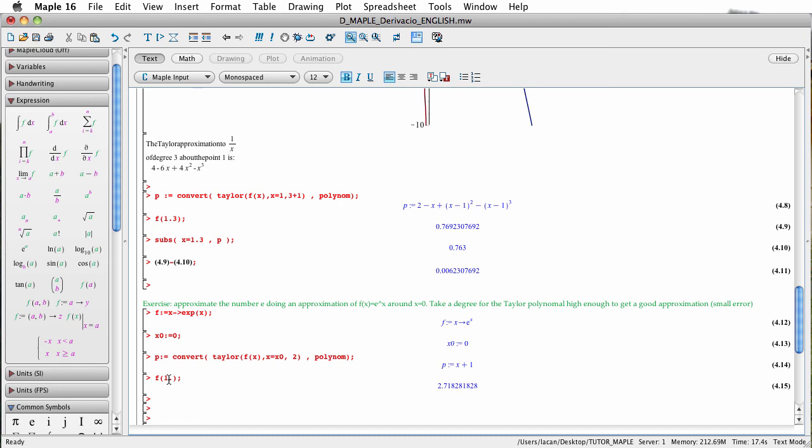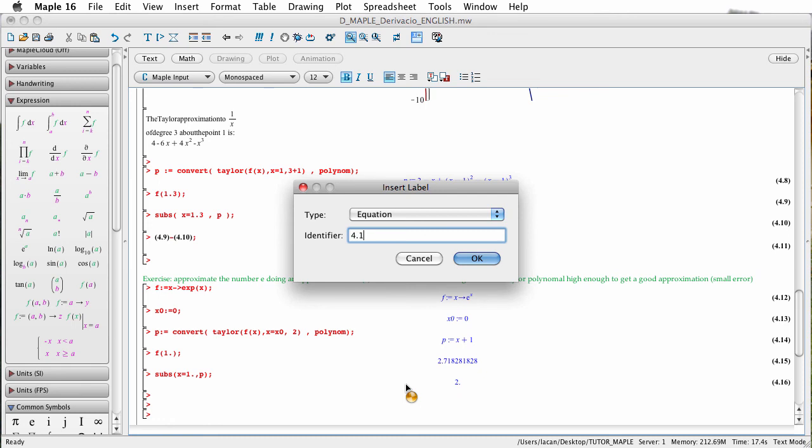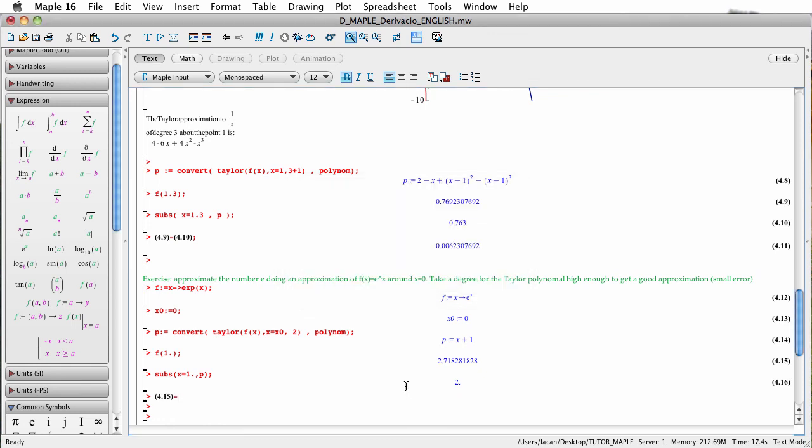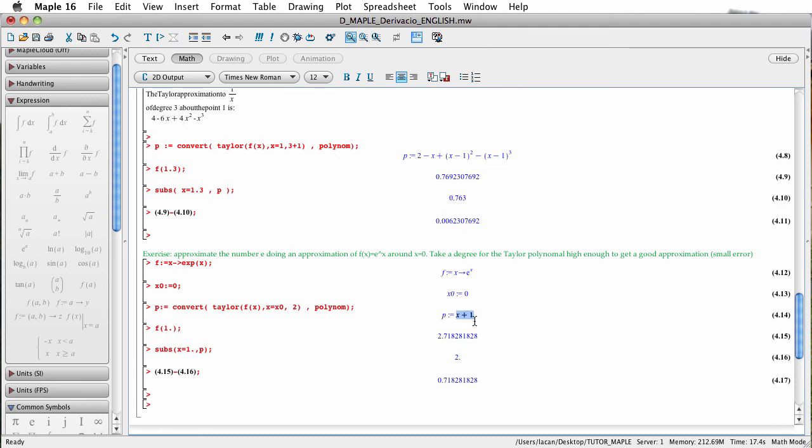Let's see what happens if I substitute x equal to 1 in the polynomial. What I get is an approximation which is 2. So the error is going to be 2.718 minus 2, the error is 0.7. So if I approximate the exponential function by a straight line, I can approximate the e value by a 2. Note that substituting 1 in this polynomial is really easy.